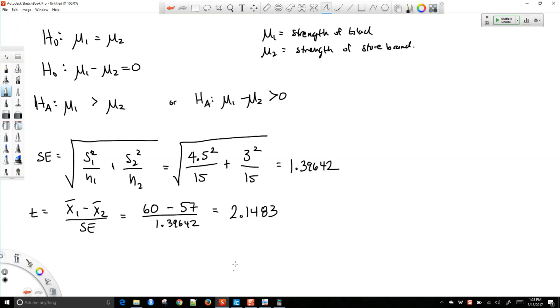All right, so we'll go to our t-table. How many degrees of freedom do we have? 14 degrees of freedom, right? Degrees of freedom is equal to n minus 1. Both of our n's are 15, so it doesn't matter. We've got degrees of freedom equal to 15 minus 1, 14 degrees of freedom.